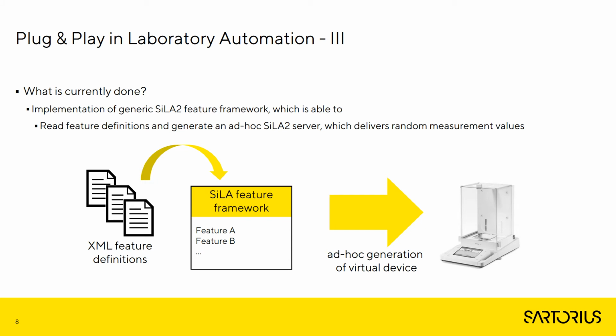In a subsequent step, we have developed a SiLA 2 feature framework, which is able to parse XML-based SiLA 2 feature definitions. Based on these definitions, an ad hoc SiLA 2 server can be instantiated. Each command and property is implemented by a random handler. These handlers deliver random results according to the specification. This allows us to generate virtual devices that can be used for testing and exploration purposes, for example, orchestration or building up of automation pipelines.